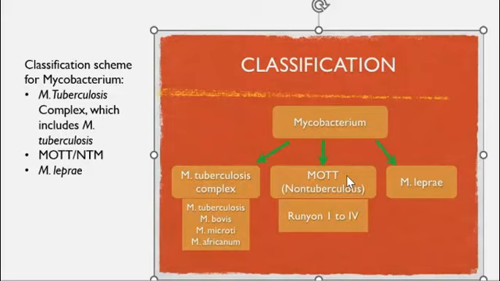Then you have this non-tuberculosis category here, or your MOTT. Remember, MOTT stands for Mycobacterium other than tuberculosis. NTM stands for non-tuberculosis Mycobacterium. And the Runyon 1 through 4 categories are also going to fall within this same non-tuberculosis category. And we're going to talk about this category a little bit more here in just a minute. But over here to the far right side, you have Mycobacterium leprae kind of hanging out by himself.